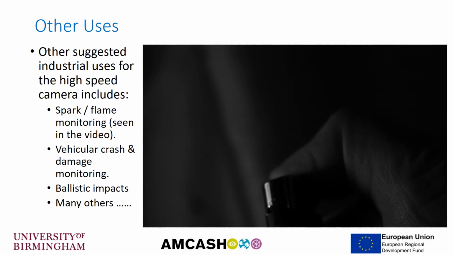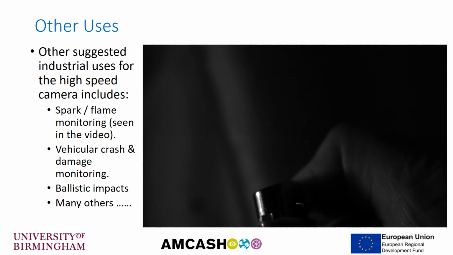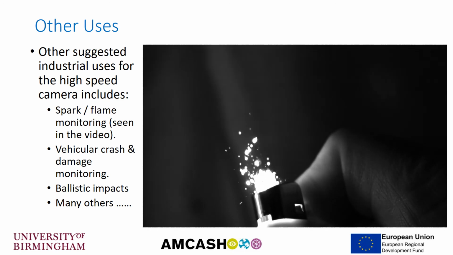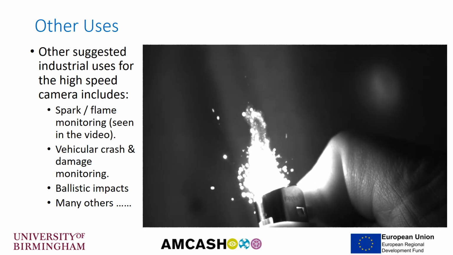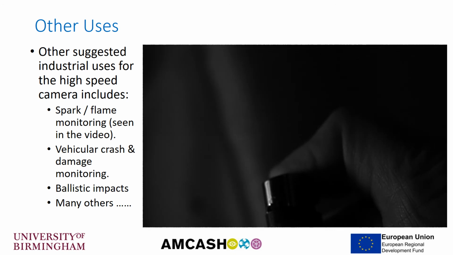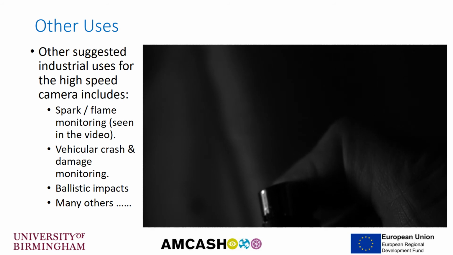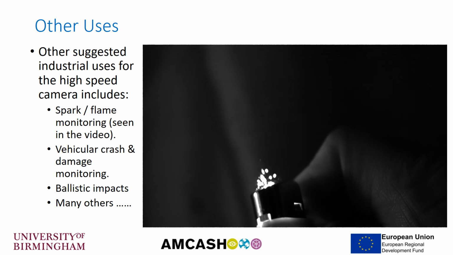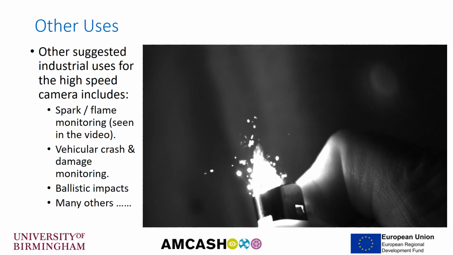There is a multitude of other potential uses of the high-speed camera across many different industrial sectors. One use I could record at home was the sparking and ignition of a standard flint lighter, which we can see in the video playing on screen. Other uses would include perhaps vehicular crash and damage monitoring, ballistic impacts, and many others.